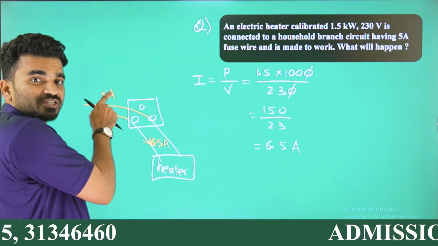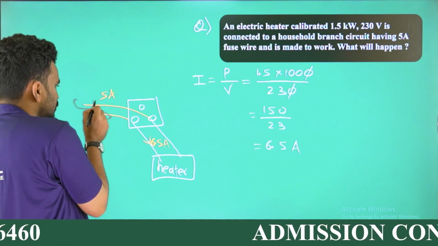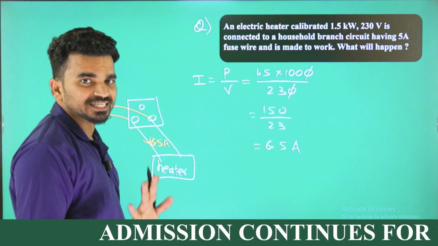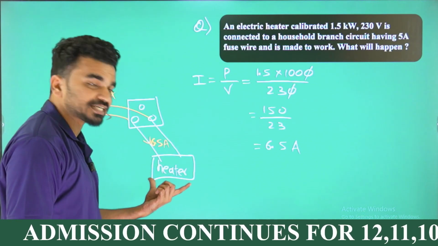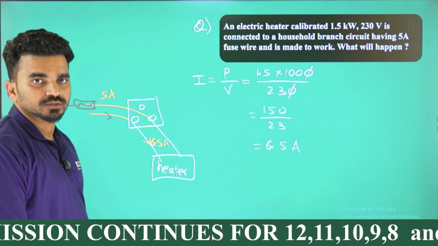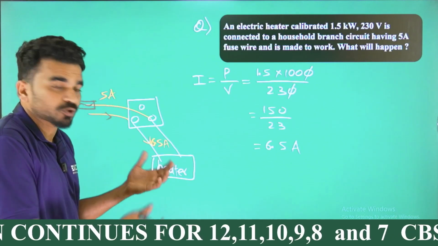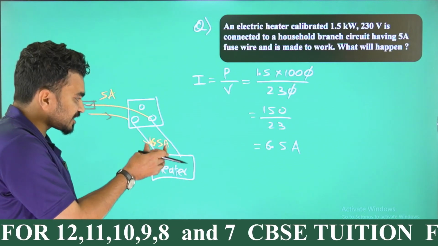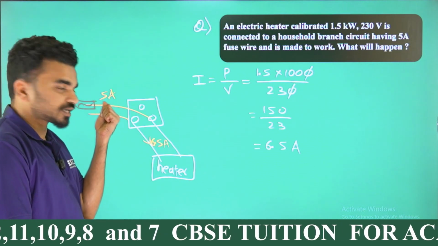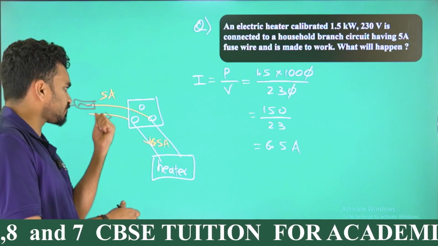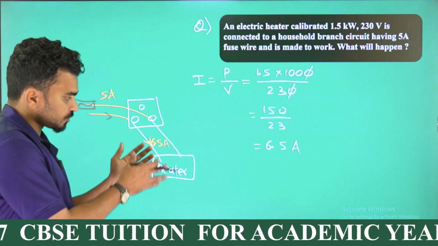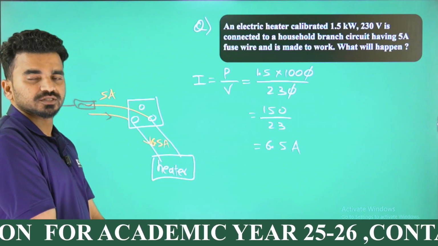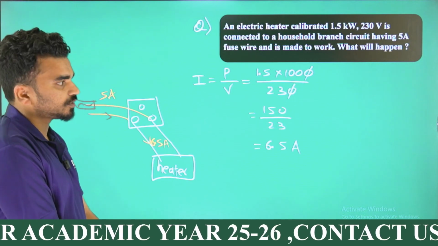So the device is actually withdrawing current beyond the capacity of this fuse. Automatically what happens? The fuse will melt. The heater won't work in the circuit. The fuse will melt. This is called overloading, one good example of overloading. You are taking current beyond the capacity of the ratings of the wires or the fuse. So this is called overloading. Our electric heater won't function in the circuit. That's the conclusion. Okay, you got it right.